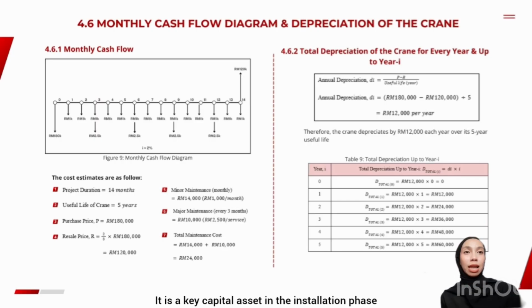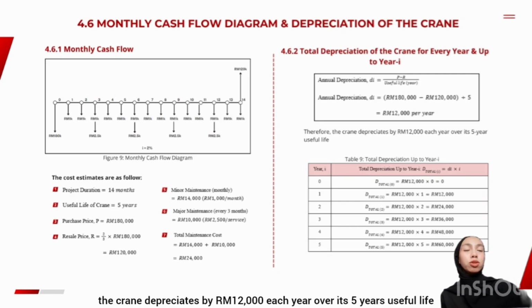Next, the depreciation of the crane. It is a key capital asset in the installation phase. The crane was purchased at 180,000 ringgit and has a useful life of 5 years. By using the formula, the crane depreciates by 12,000 ringgit each year over its 5 year useful life.